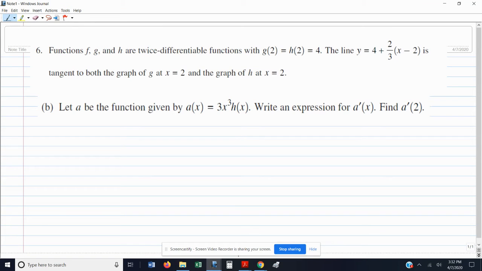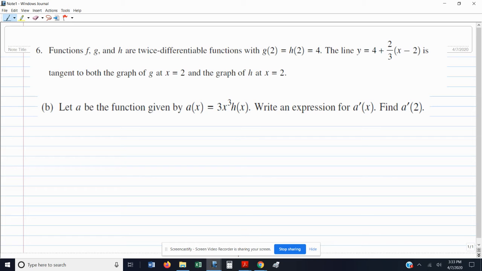All right, this is number 6 from the 2019 FRQ No Calculator section. Before we look at part B, I wanted to tell you that this question uses some information from part A. So if you have not watched the video for 6A yet, go ahead and do that. It's just a couple minutes.